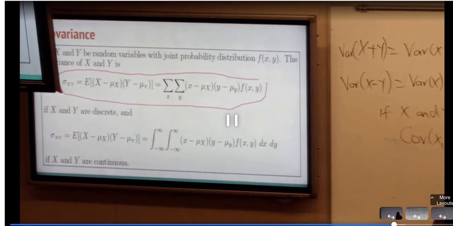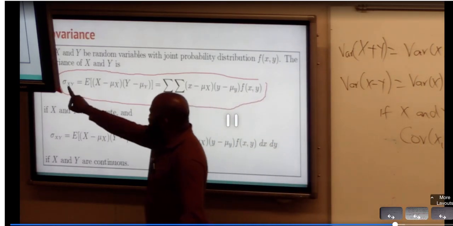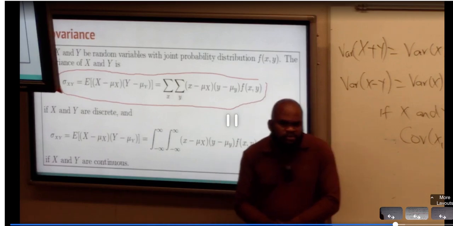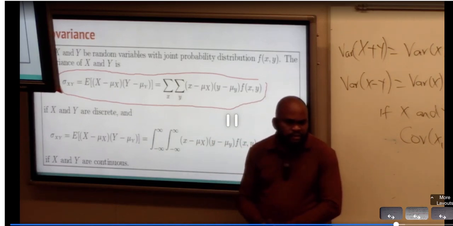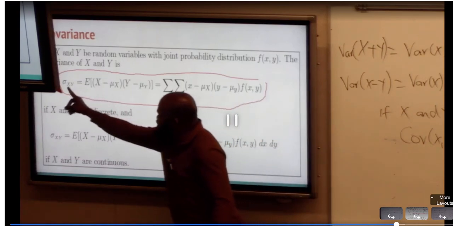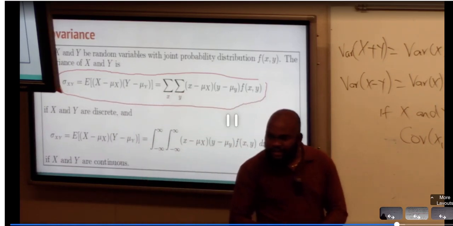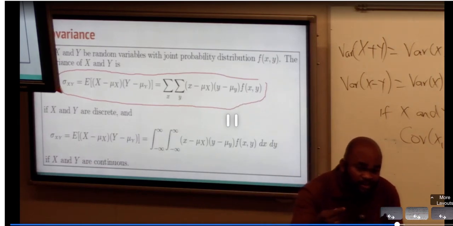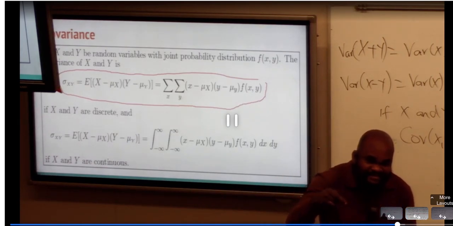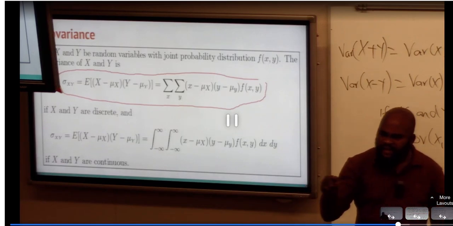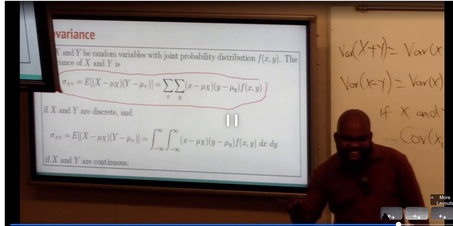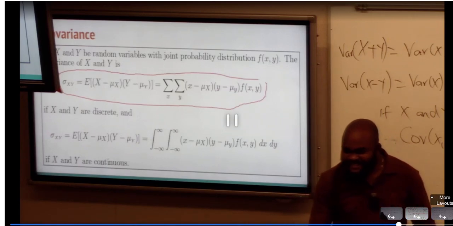If it is continuous, can somebody tell me something now? What does covariance become if X is equal to Y? Can somebody tell me what covariance becomes, for extra credit, when X equals Y? If X is the same thing as Y, what does it become? There's a name. Instead of covariance, what do you call it when X equals Y? Variance. Send me a message for extra credit.